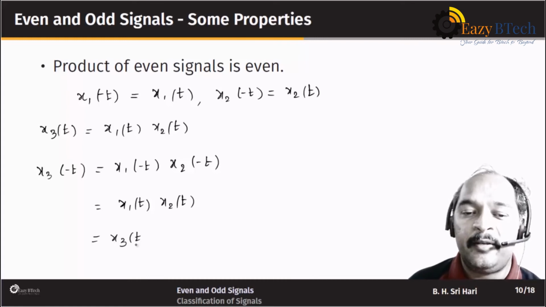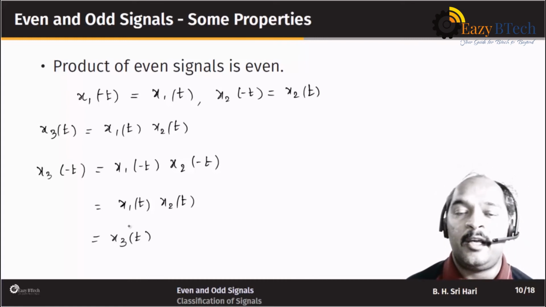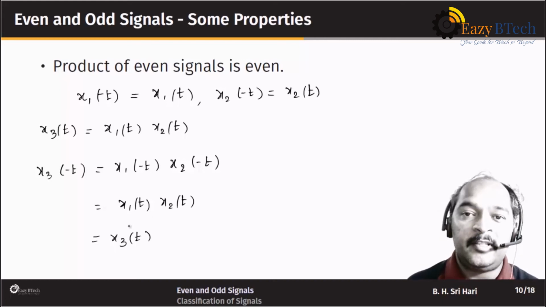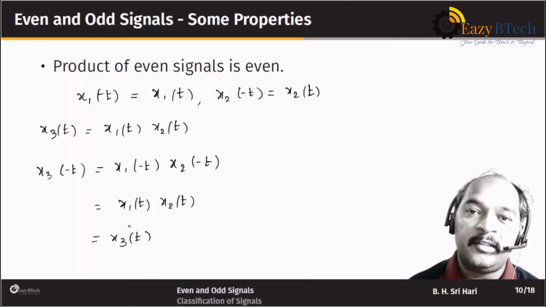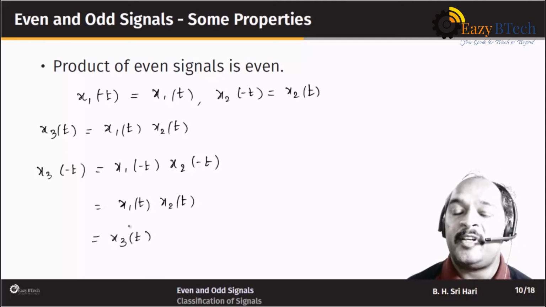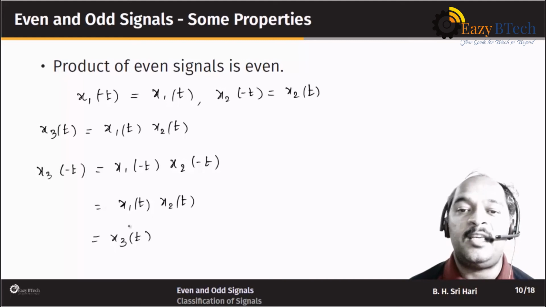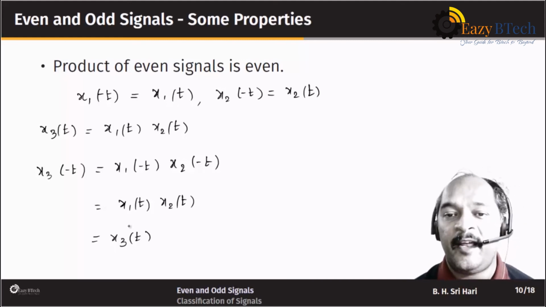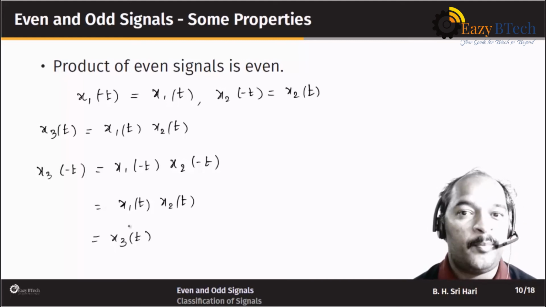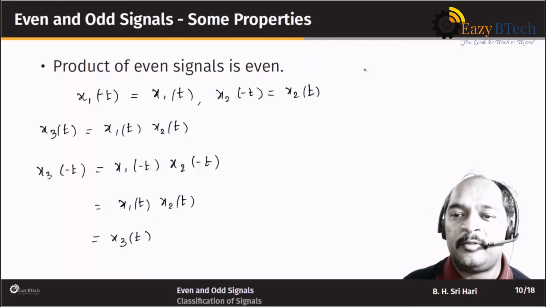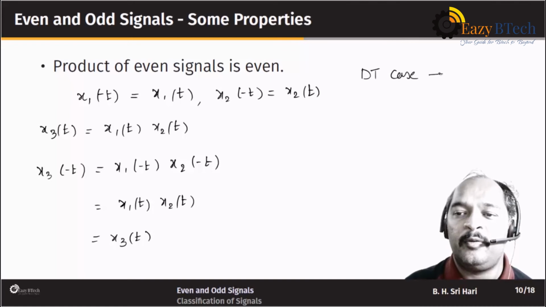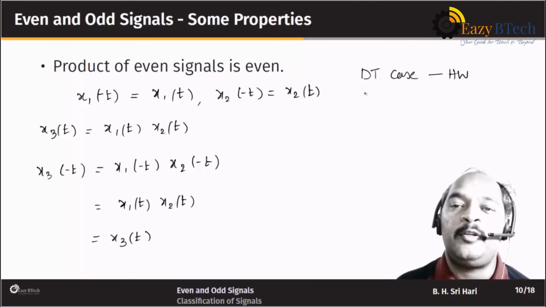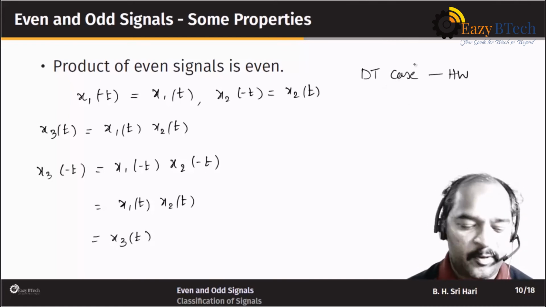So what does that mean? We have proved that x3 of minus t equal to x3 of t. So that implies the product. What is x3 of t? x3 of t is nothing but the product of signals x1 and x2. And hence what have we proved? We have proved that the product of two even signals is even. Again, the same rule applies for the discrete time case. So I'll give the discrete time case proof as homework. Please try to prove that result. That's just for practice.